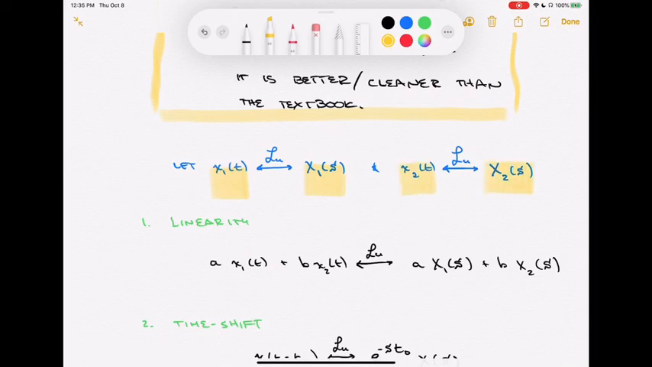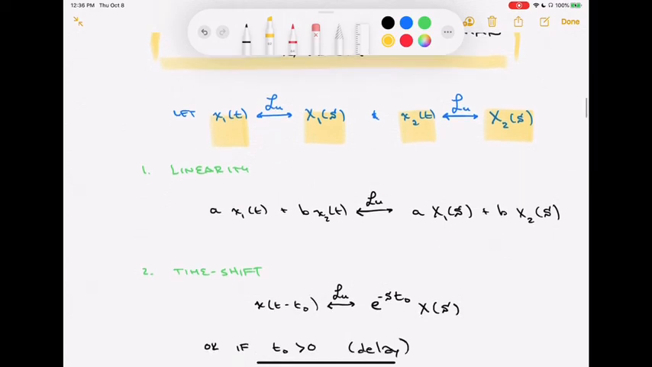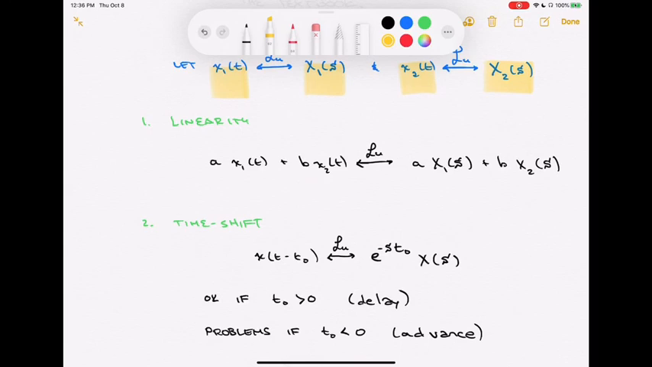So those are going to be given as knowns, and then we're going to work through a series of properties. We'd actually shown this last time in our previous lecture. I'm just going to restate it for completeness here. Any linear combination of signals in the time domain, when you transform them, gives you the same linear combination of signals in the transform domain.